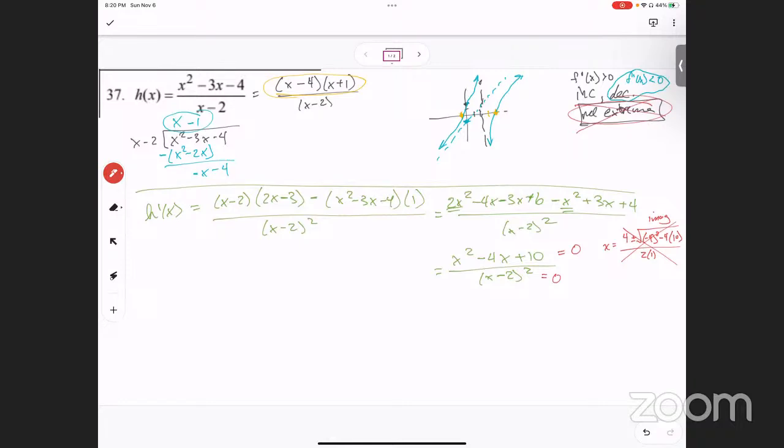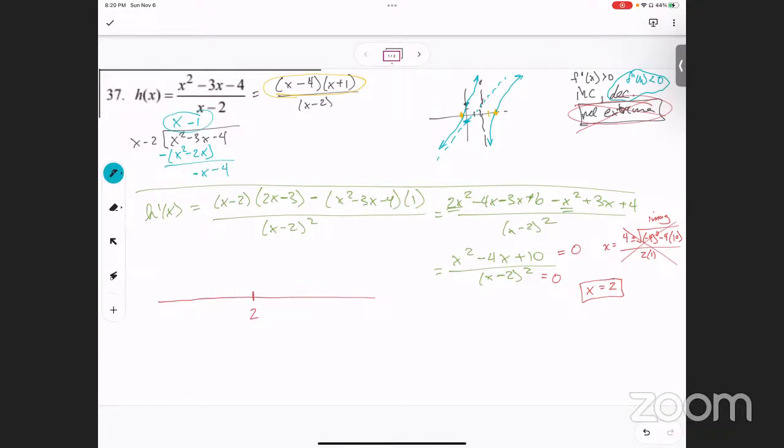Well, what about the denominator? For the denominator, when we set that equal to 0, we see that x equals 2. So the only point we have to worry about is 2. Let's make a real number line, and there's 2, and we're going to analyze it on the left and on the right.